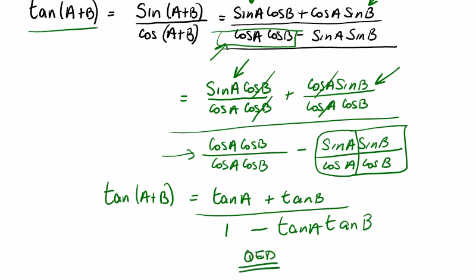So the key to it is dividing everything by cos A cos B and the knowledge that tan is equal to sine over cos.